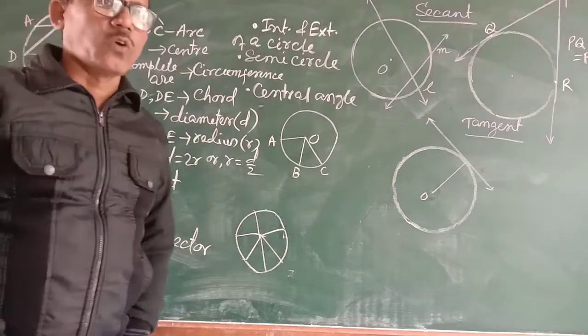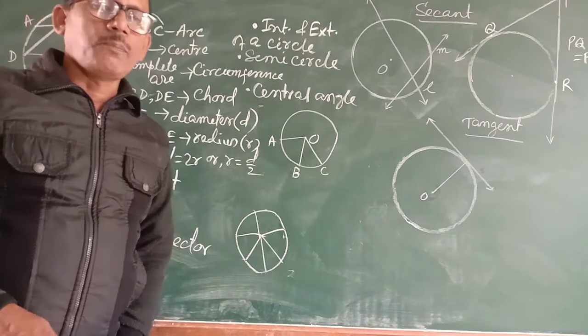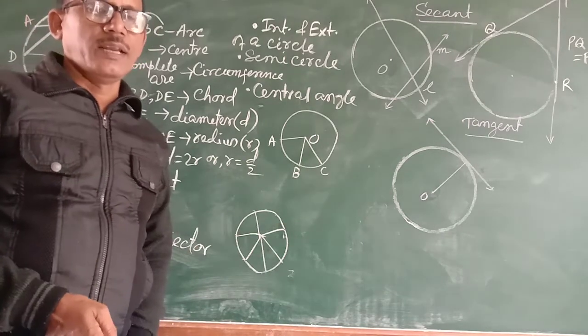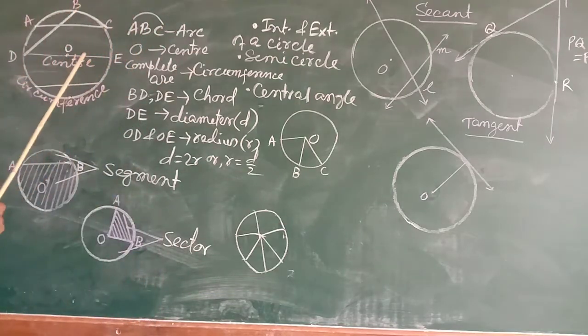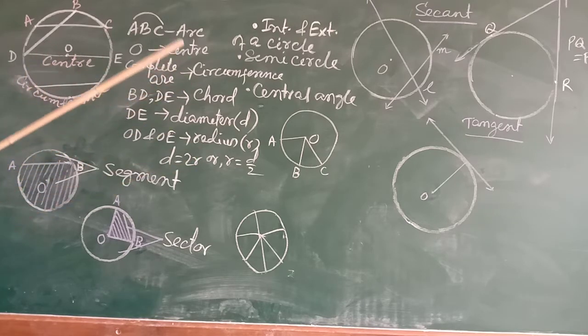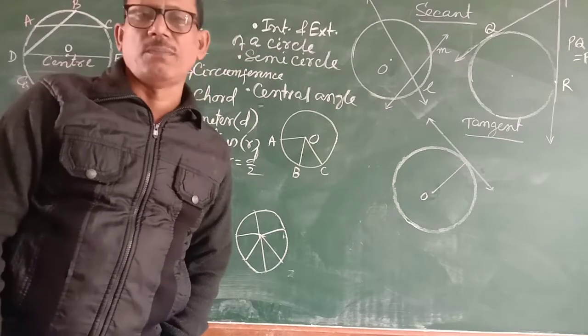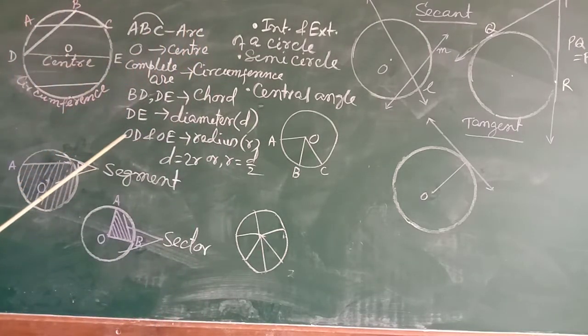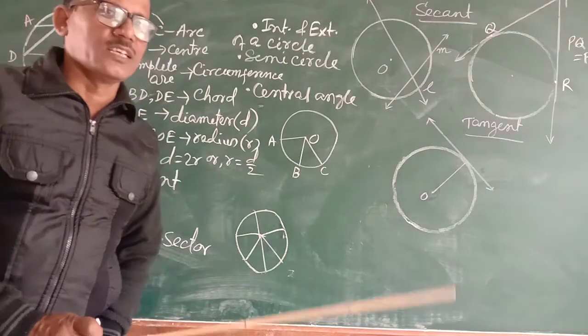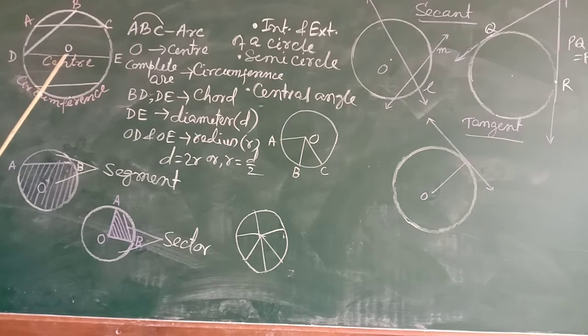That means a line segment drawn from one point on the circumference to another point on the opposite side is called a chord. And the diameter is also a chord. For any circle, diameter will be the largest chord, mind it. You understand? Every diameter will have two radii. What is radius? The line segment drawn from any point on the circumference to the center is called radius, and twice the radius will become the diameter.